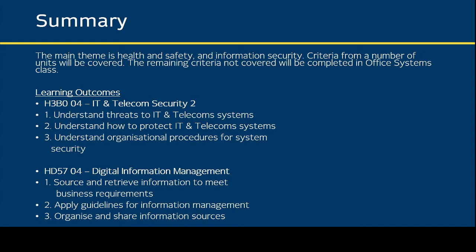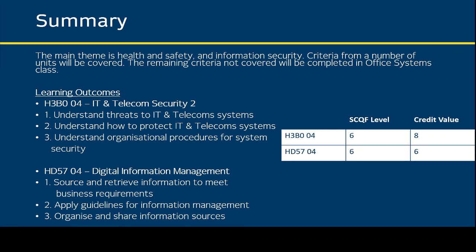The second unit that we're going to look at is HD5704, Digital Information Management. 3 learning outcomes for that unit. The first is source information to meet business requirements. Criteria 2 is apply the guidelines for information management, and outcome 3 is organise and share information sources.